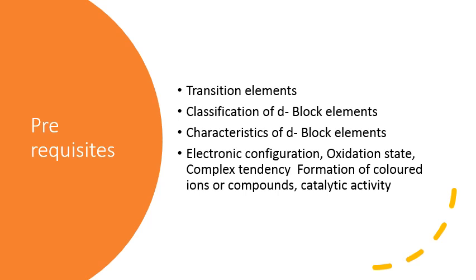So what is the prerequisite required for this lecture? You should know about the transition elements, how they are classified, why the D block elements are called transition elements, and the general characteristics of the D block elements: electronic configuration, oxidation state, the complex tendency, formation of colored ions or compounds, and catalytic activity.